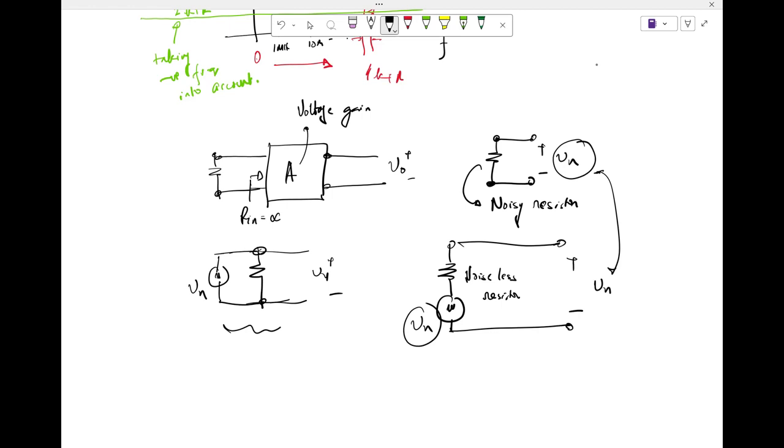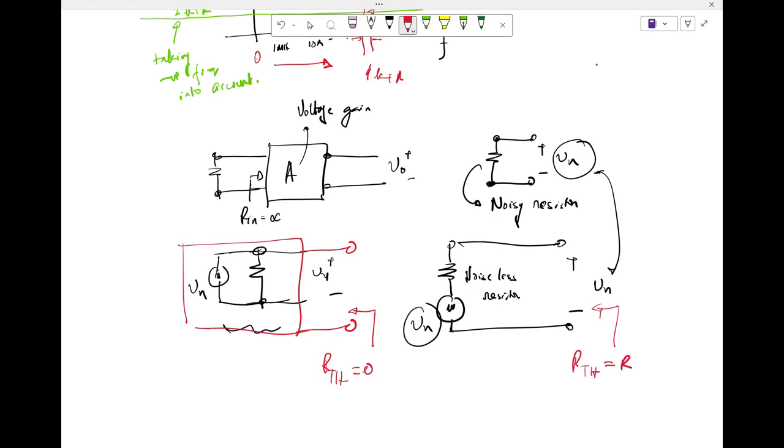So the other way of thinking about it is, if you assume that this is your single port, not 2-port, what is the equivalent impedance looking in? What is the Thevenin impedance? 0, right? But what should the Thevenin impedance actually be? It should be equal to R, right? If this is R.